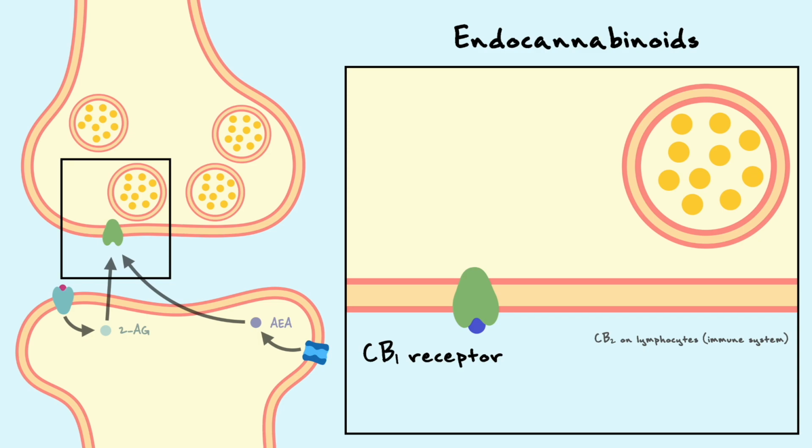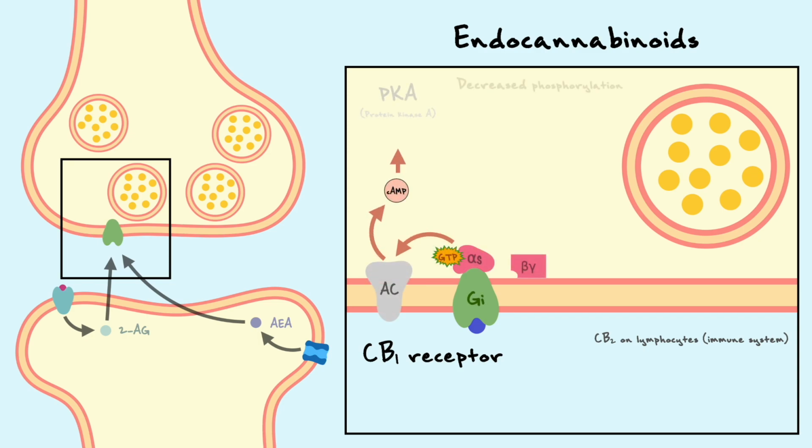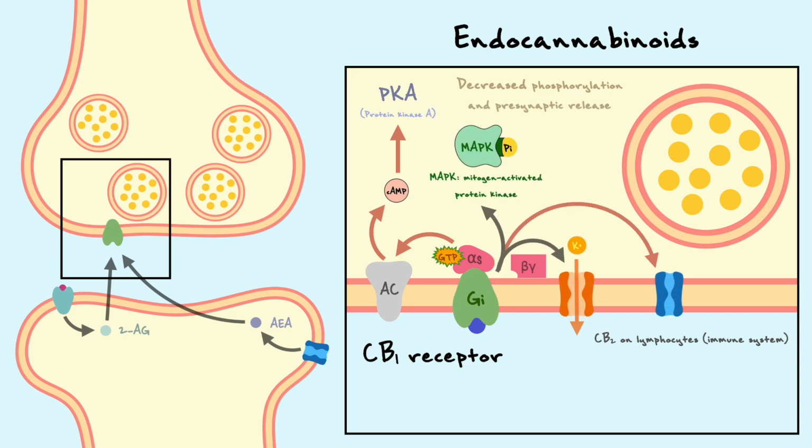The CB1 receptor is mostly known for activating the Gi protein, which causes the inhibition of adenylyl cyclase and thus the inhibition of cAMP production. The reduction in cAMP molecules leads to a reduction in net phosphorylation due to reduced PKA activity. Moreover, CB1 activation reportedly activates MAP kinase, inhibits voltage-gated calcium channels, and activates potassium channels.